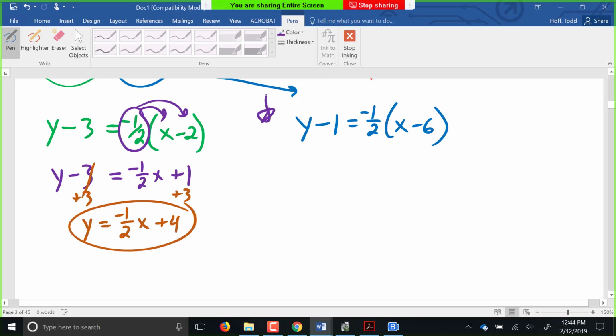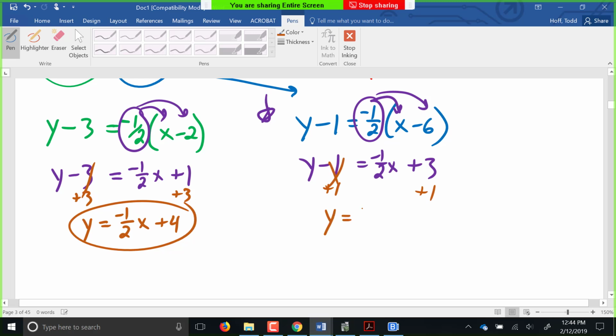Over here, where do we need to start? Distribute the negative 1/2. Negative 1/2 times x is negative 1/2 x. Negative 1/2 times negative 6? Positive 3. Of course, we have the y minus 1. Final step there. Oops, careful. There we go. We want to get the y by itself, so we add 1. So y equals negative 1/2 x. 3 plus 1 is 4. So we do get the same equation.